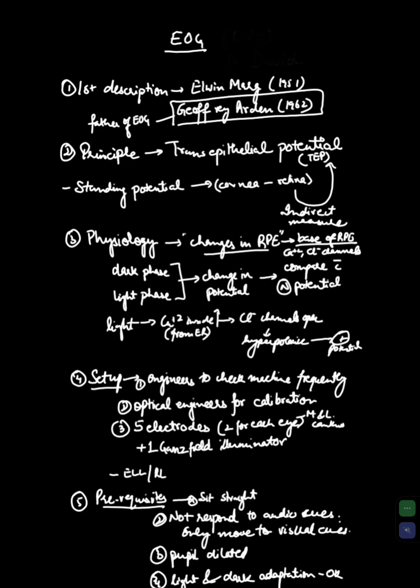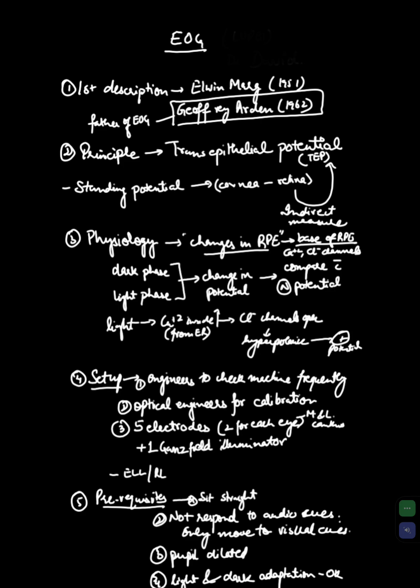The principle of EOG is that it measures the transepithelial potential, that is, the standing potential between the cornea and the retina. And this standing potential between the cornea and the retina is the indirect measure of the transepithelial potential. What is the physiology behind EOG?